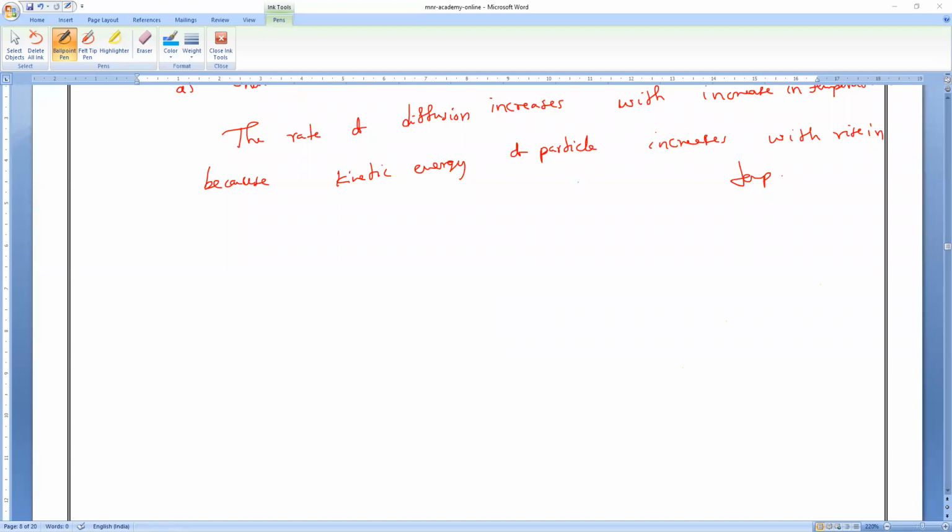Decreasing. Mr. Gokul Raj, focus on class, boy. What is this disturbance for me?